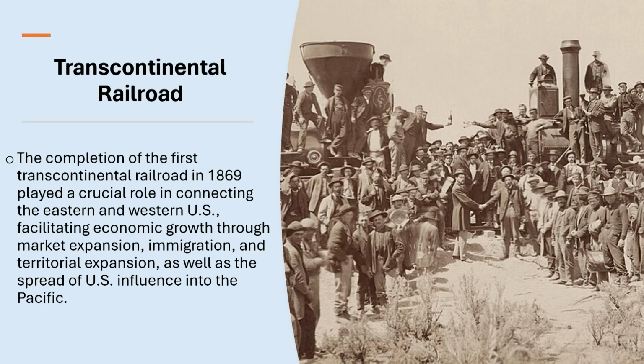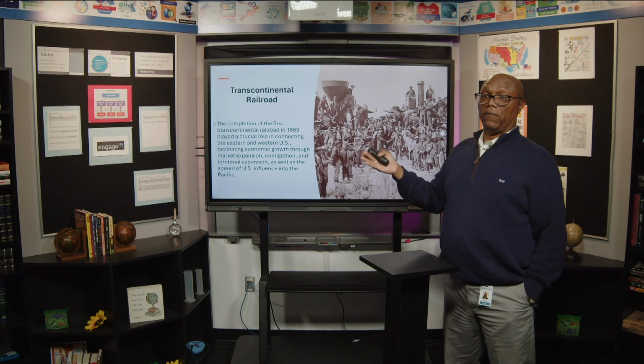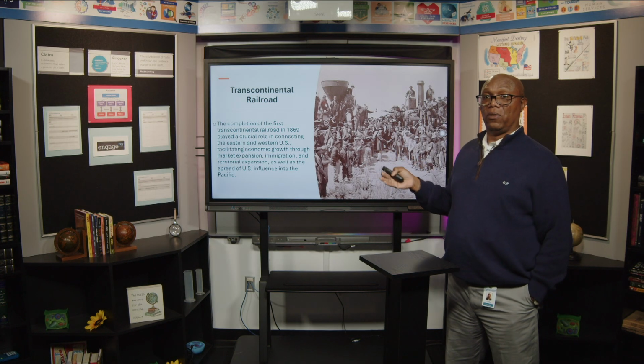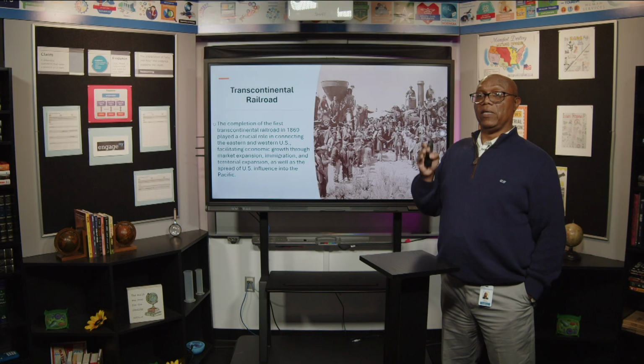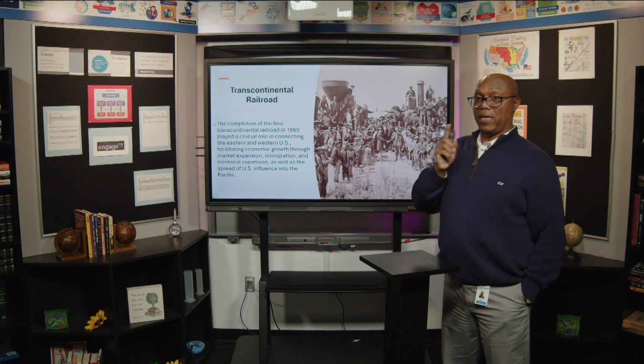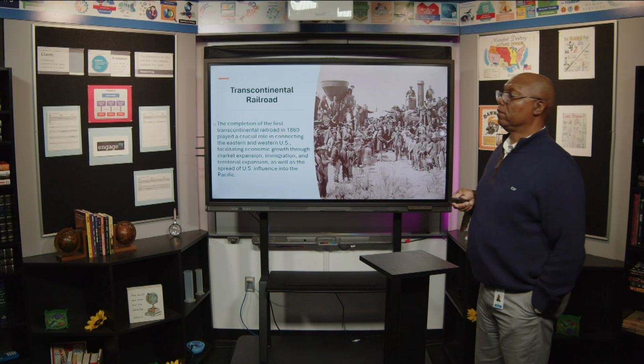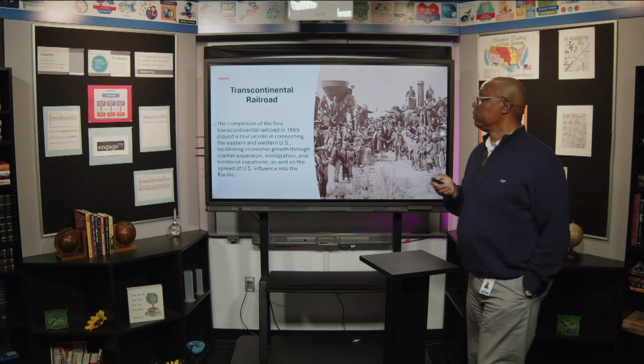It also facilitated immigration, territorial expansion, as well as the spread of U.S. influence in the Pacific. So not only does it facilitate the fulfillment of an America that goes from the Atlantic coast to the West Coast, but when we get to the West Coast, we're going to start to look beyond that to the Pacific Ocean and the islands in the Pacific. We'll talk about that a little bit later when we talk about imperialism.